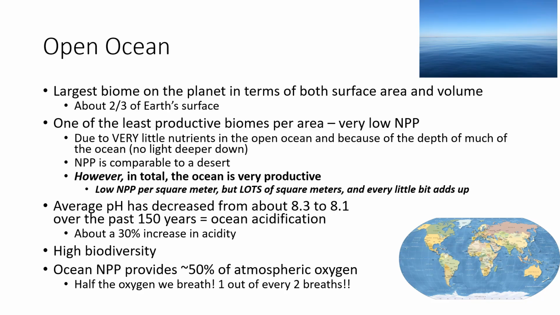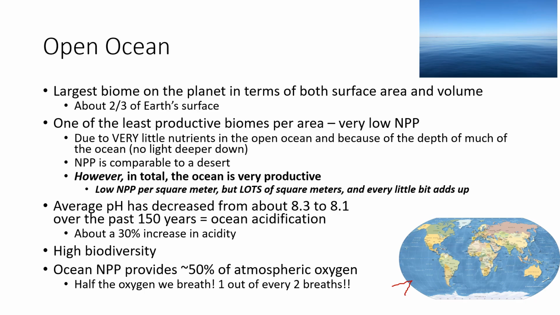Okay, and once we leave the intertidal zone, we start to move into the open ocean. The open ocean is the largest biome on the planet in both terms of surface area and volume. It covers about 2/3 of the Earth's surface, and it's everywhere where we see blue in this map on the bottom right. It is one of the least productive biomes per unit area on the planet. So per square meter or per cubic meter, it is one of the least productive biomes. However, because it covers so much of the planet and because it's so deep, it is in total one of the most productive. It is in total very, very productive.